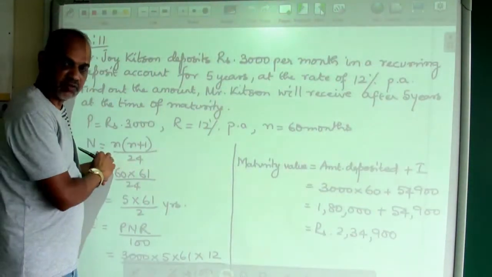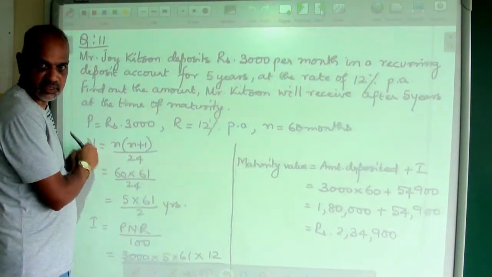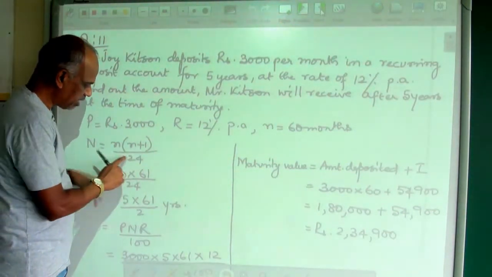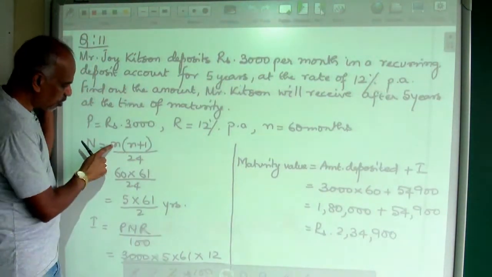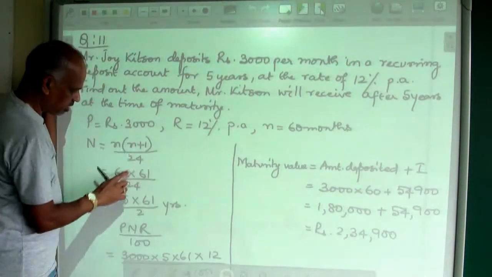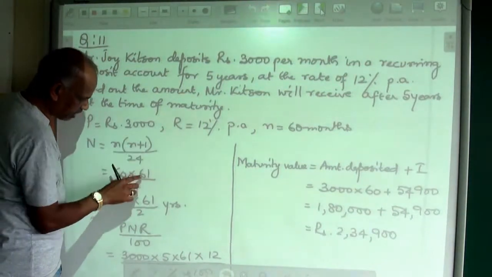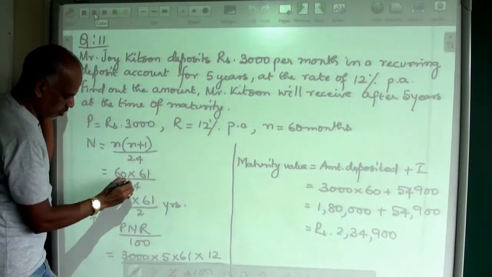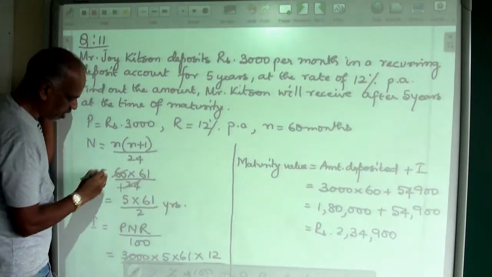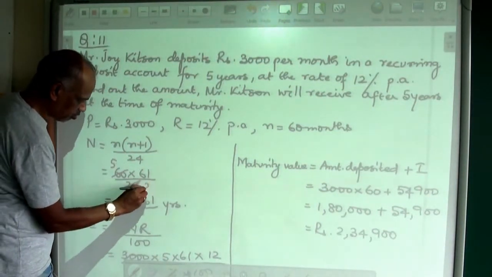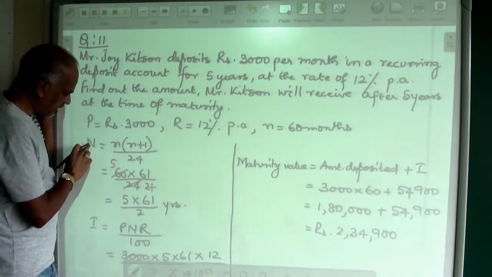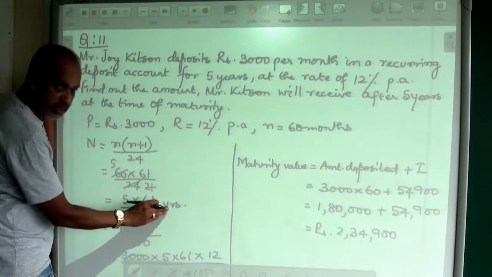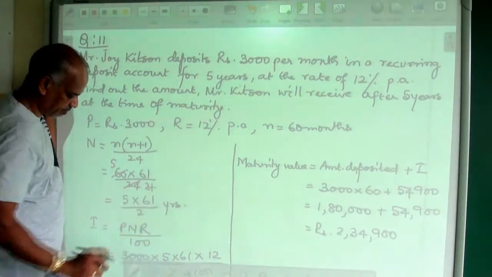So the first thing that you will find is capital N value. This is time in years. Capital N value is small n times n plus 1 divided by 24. Small n is 60 into 60 plus 1, that's 61, divided by 24. Again, both these can be divided by 12. That will go 5 times, this will go twice. So capital N value is 5 into 61 by 2, the unit is years.